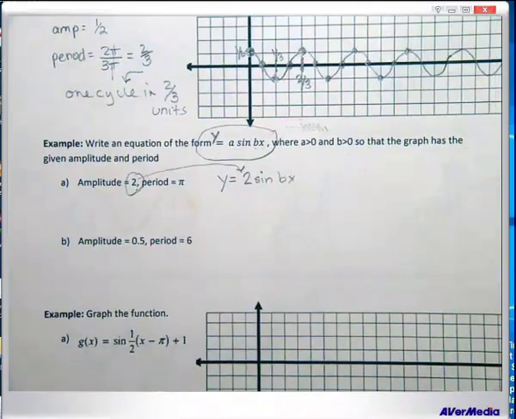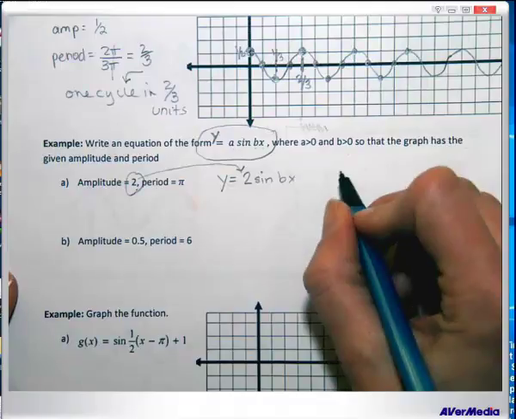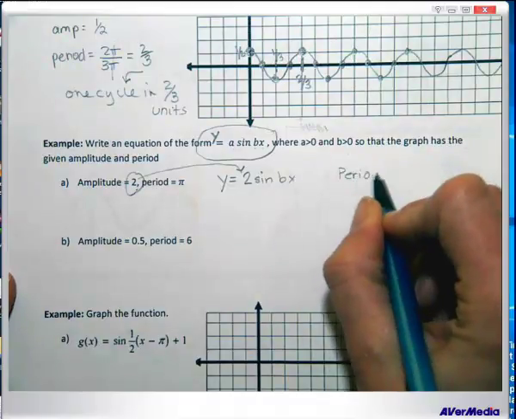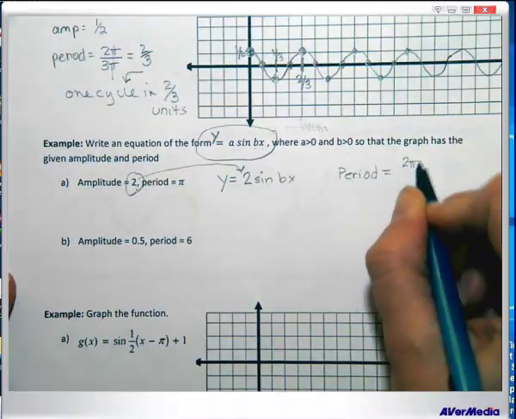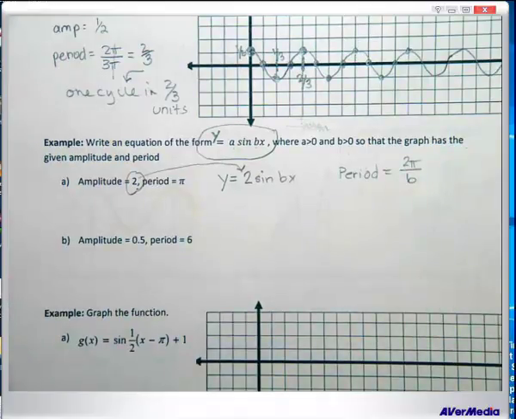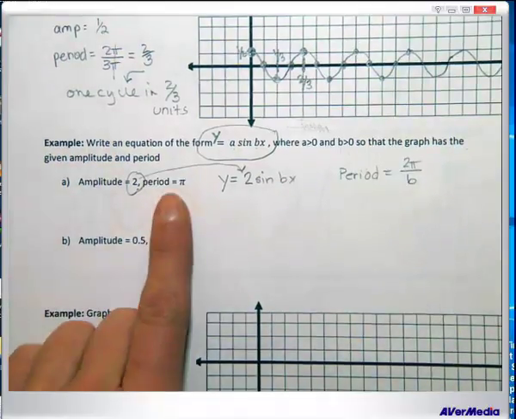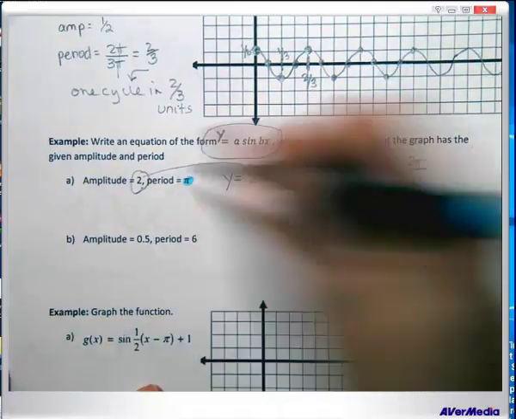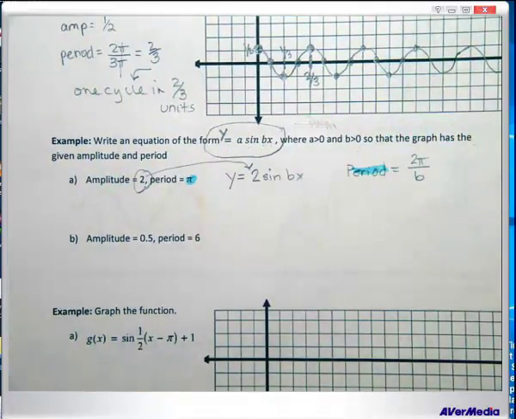The period, you could look at some of my other problems. When did we end up with a period of pi? What did we have to put in for b? 2. But if you don't want to look at another problem, or if it's something harder than that, what you do is you say, I know period has to equal 2 pi divided by b. And in this case, my period is supposed to be pi, so I'm going to plug pi in there.